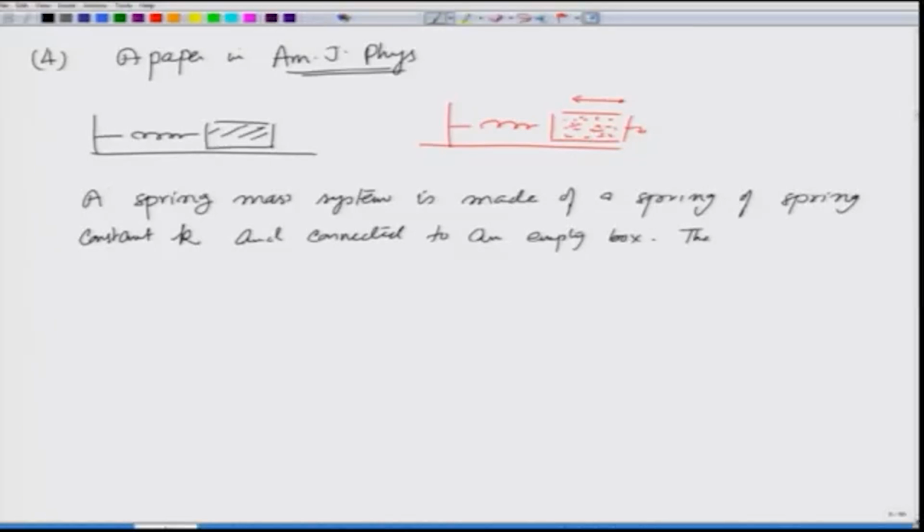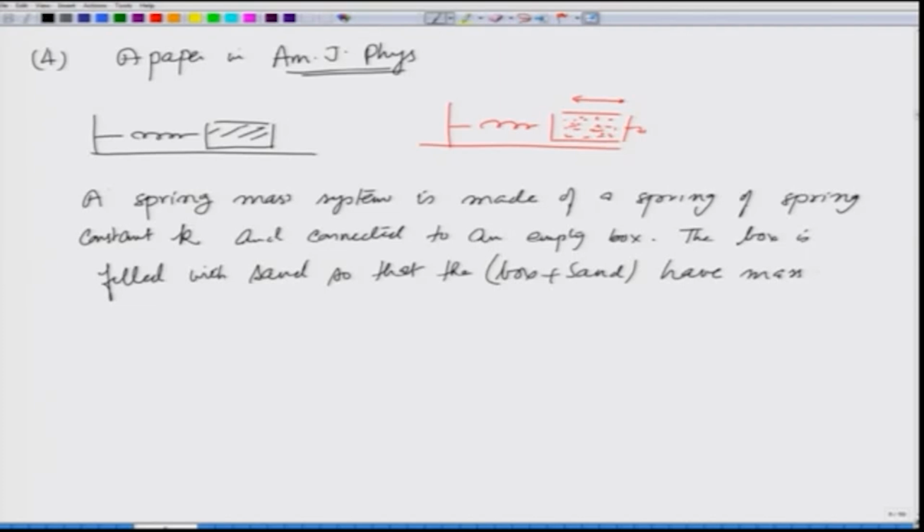The box is filled with sand, so that the box plus sand have mass m0.